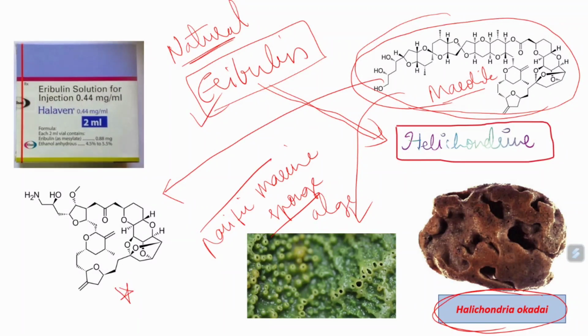So eribulin is the analog of halichondrin, which is obtained from the Pacific marine sponge. Is it a plant or an animal? Algae is not a plant and not an animal, it is one of the organisms. Anyways, from this organism halichondrin is obtained, and from halichondrin we extracted eribulin. Eribulin is the analog of halichondrin. That you have to remember.